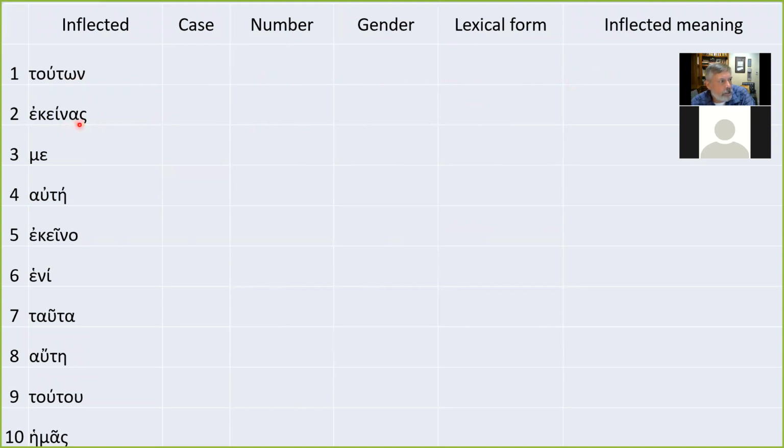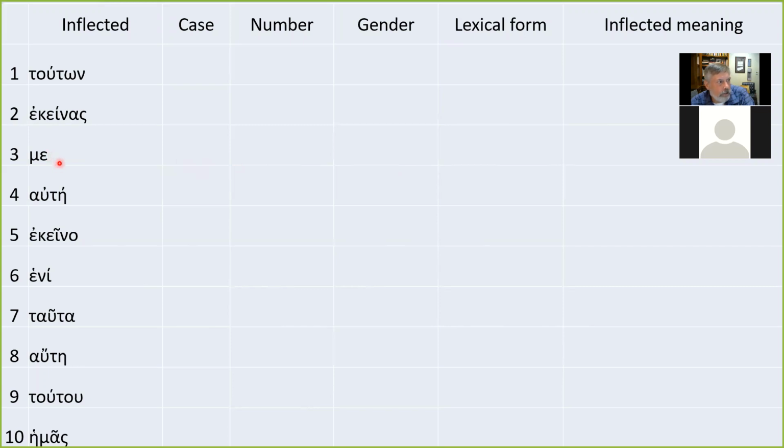Ekeinas, I have the alpha stem ending with the sigma. What case would that be? That would be the accusative. That's correct. And its number? Accusative plural. Okay, accusative plural, and what gender? Feminine. Feminine. And its lexical form, of course, would be ekeinos. And its inflected meaning? Those. Those, yes, sir.